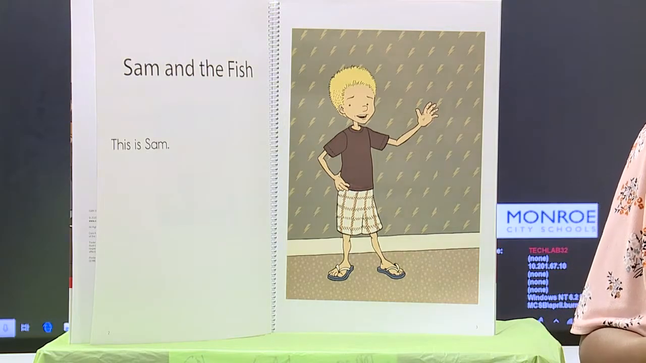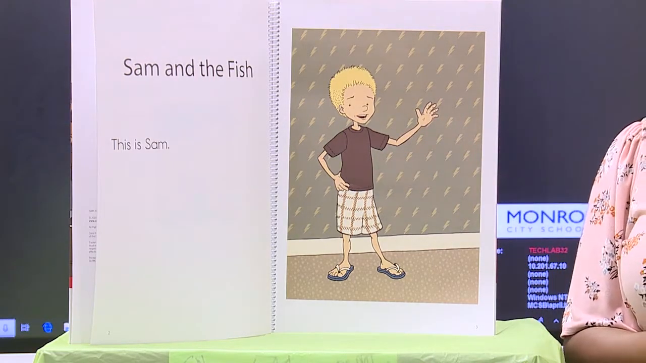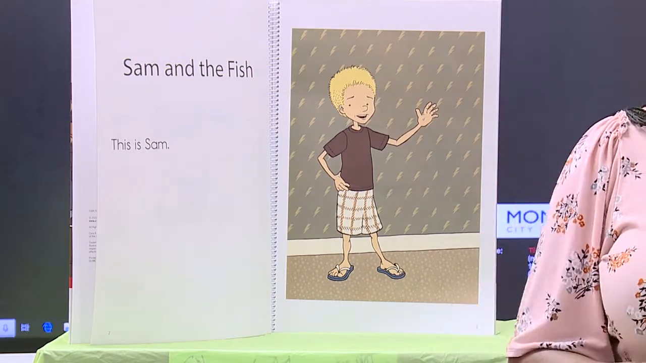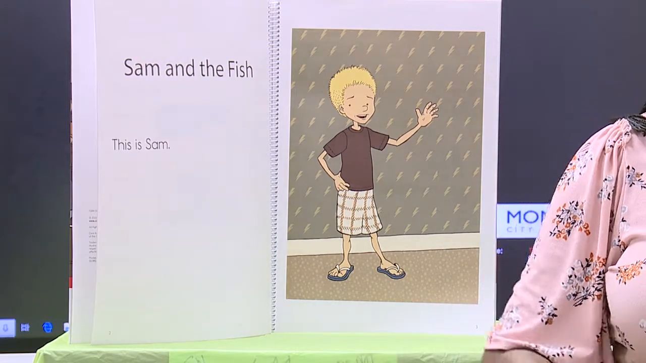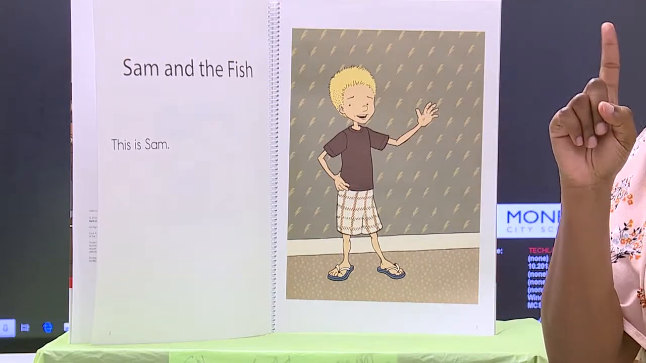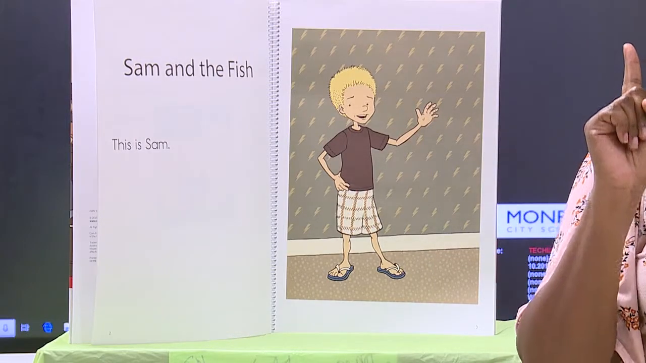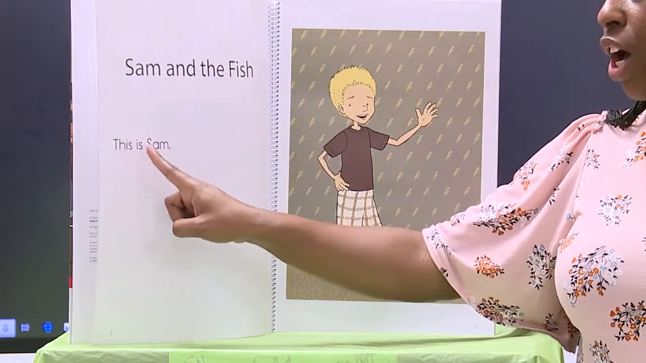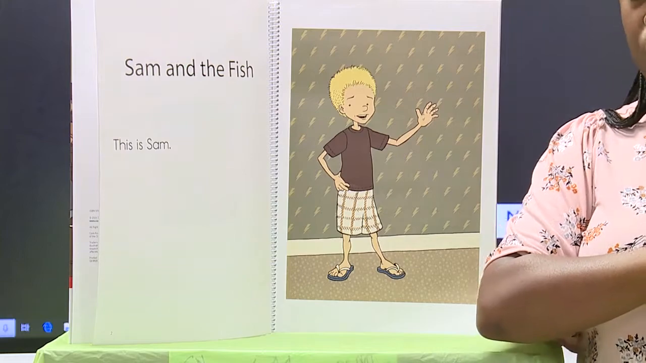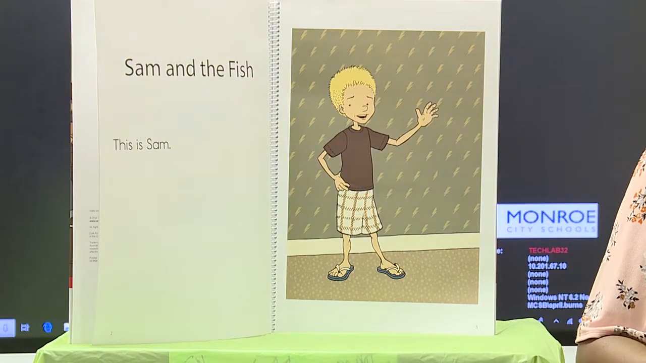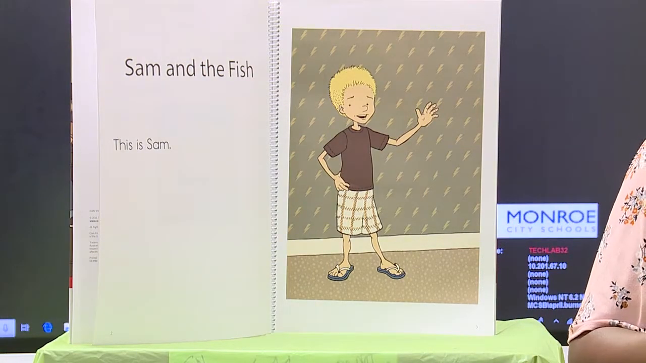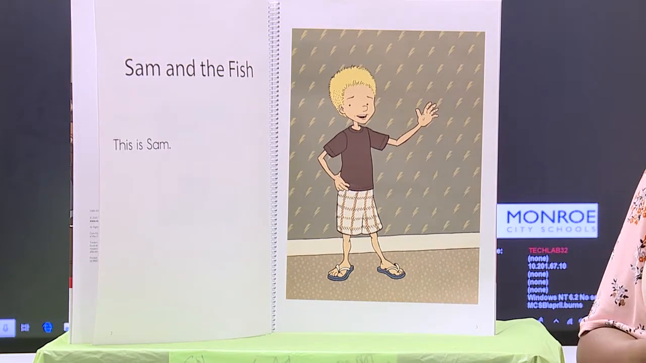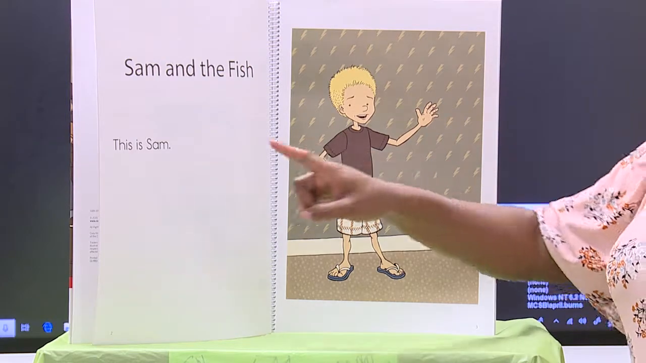So what I'm going to do today is read you the story of Sam and the Fish. Now, anytime that I teach my students how to read, I always tell them that this finger right here, the pointer finger, is very important. And why it's important is because you have to point under each word to know what you are reading. So as I'm reading, I will be pointing under each word so I can know where and what I'm reading. So let me show you how it's done.